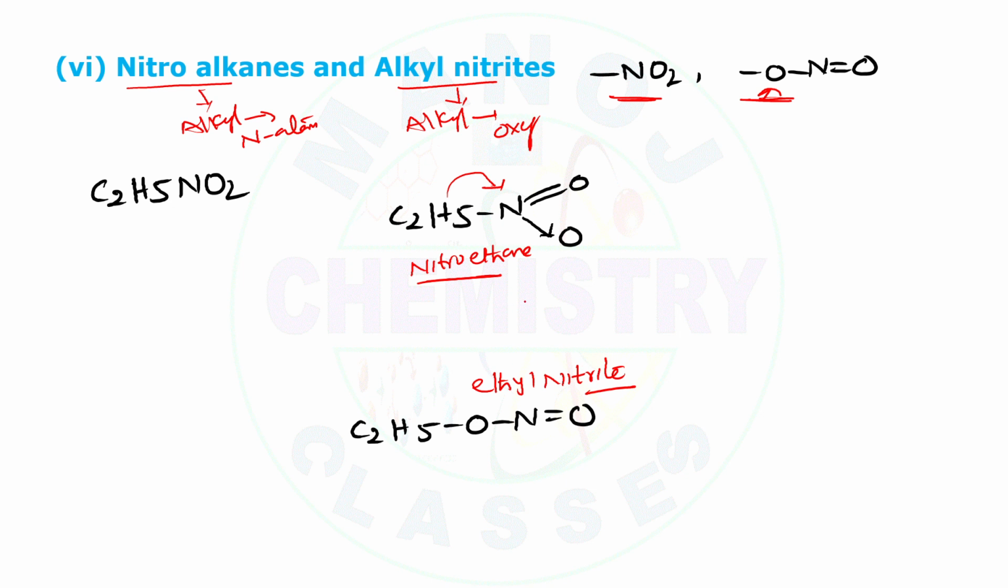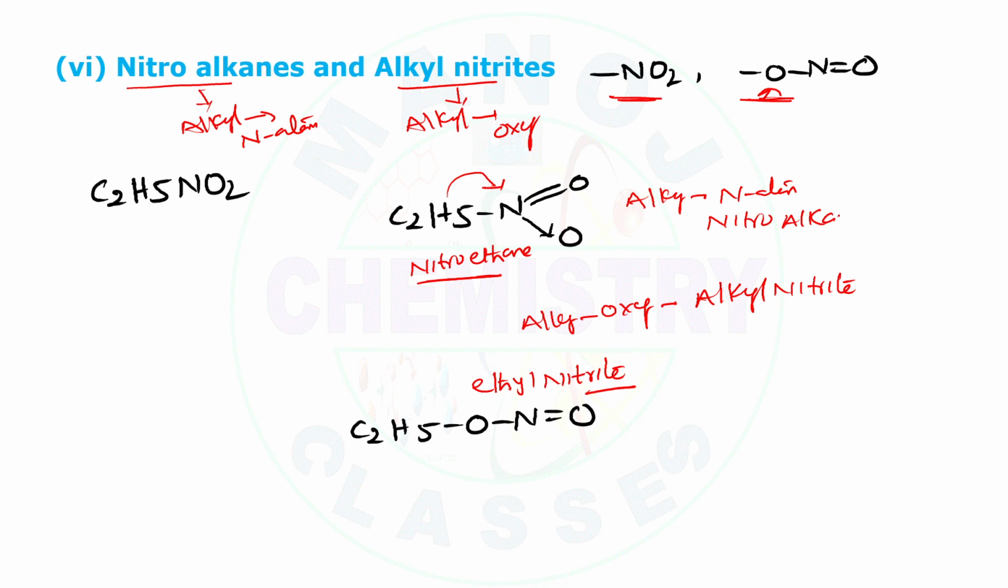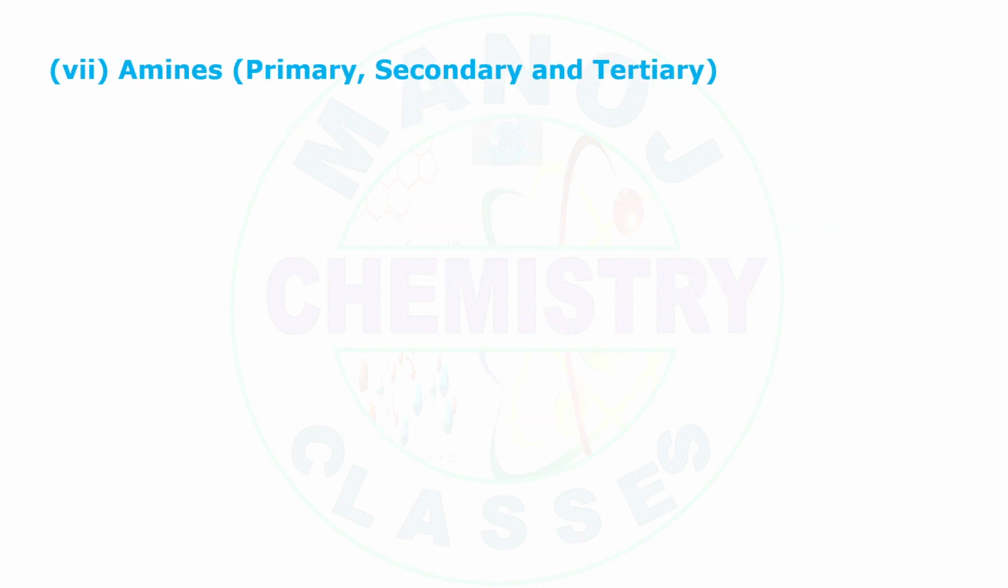That is the difference between alkyl nitrites and nitroalkanes. In alkyl nitrites, the alkyl group is attached to the oxygen atom, and it is called an alkyl nitrite, whereas when the alkyl group is attached to the nitrogen atom, it is called a nitroalkane. That is the difference between these two. Coming to the next one, amines.